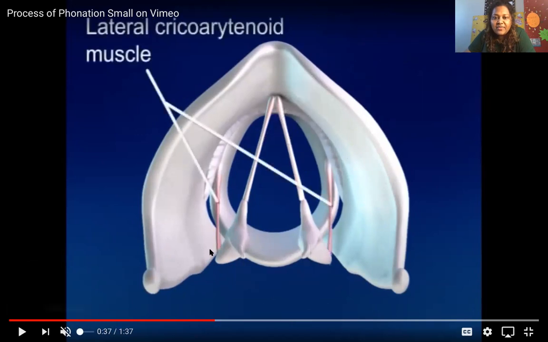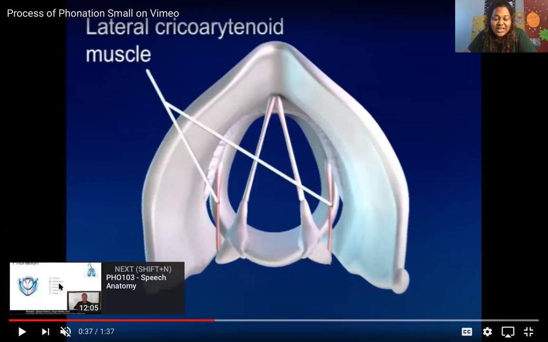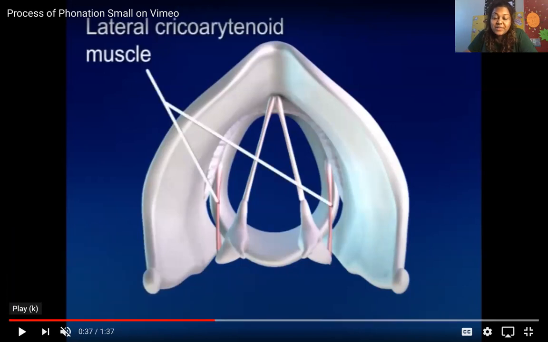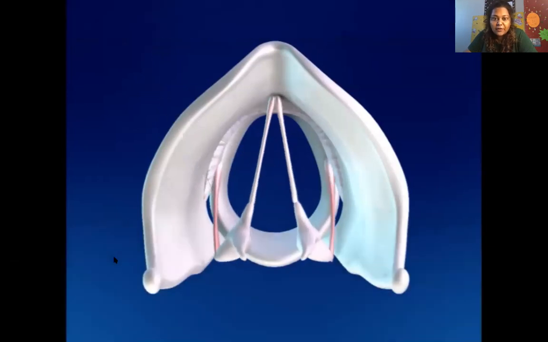So you have muscles. I explained it to you the last time. There are a couple of muscles that are responsible for opening and closing your vocal folds. So this is your lateral cricoarytenoid muscles. Now the contraction and expansion of these muscles helps in the opening and closing of the vocal folds. So let's watch that very carefully.